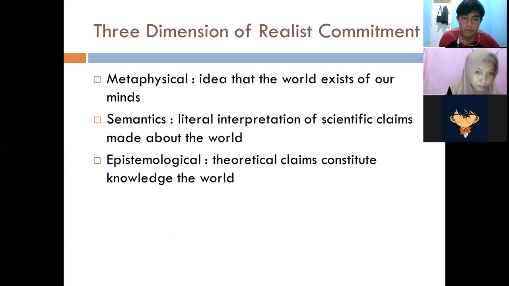Second is semantic. Semantic is the literal interpretation of scientific claims made about the world. So it's a literal interpretation, so it's a real interpretation. Semantically, realism is committed to a literal interpretation of scientific claims about the world. In common parlance, realists take theoretical statements at face value. According to realism, claims about scientific objects, events, processes, properties, and relations, whether they be observable or unobservable, should be construed literally as having truth values, whether true or false.